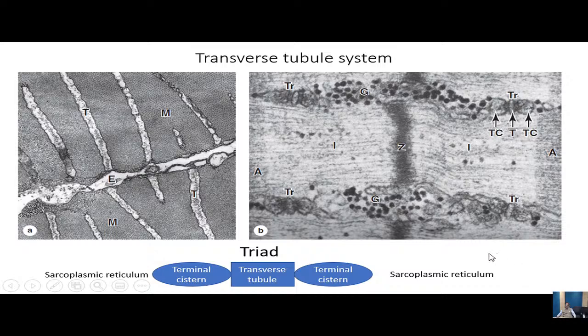So here we have three structures side by side within a skeletal muscle fiber at regular intervals, which is also known as a triad. Triad means there are three structures, and these three structures together make up the muscle triad. Now this triad is not so well developed in the cardiac muscle, and it is not present at all in the smooth muscle. So remember, this triad is a very definitive feature of the skeletal muscle fibers.